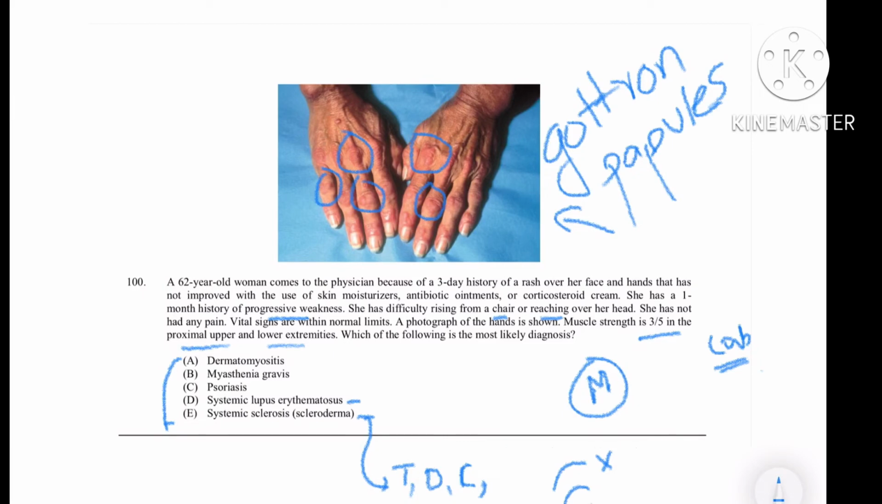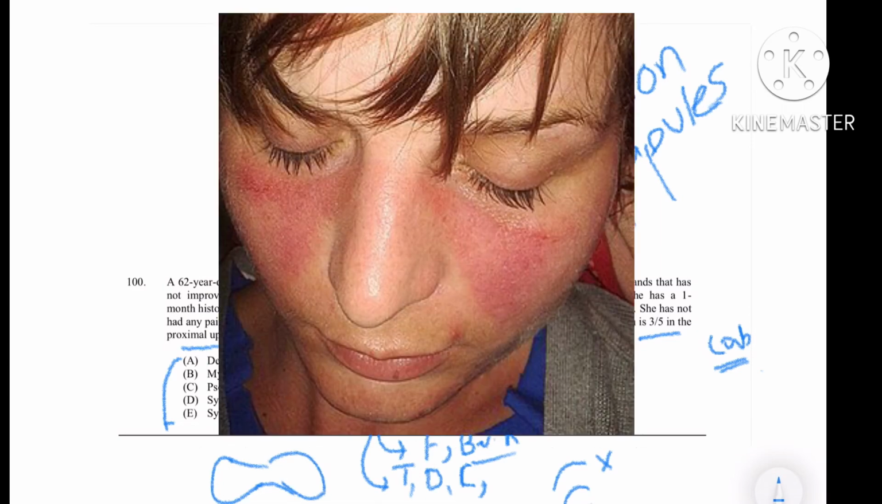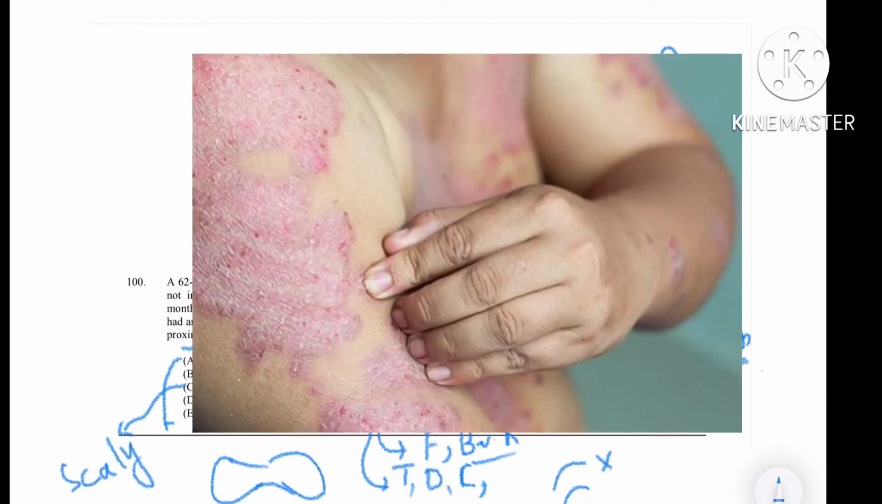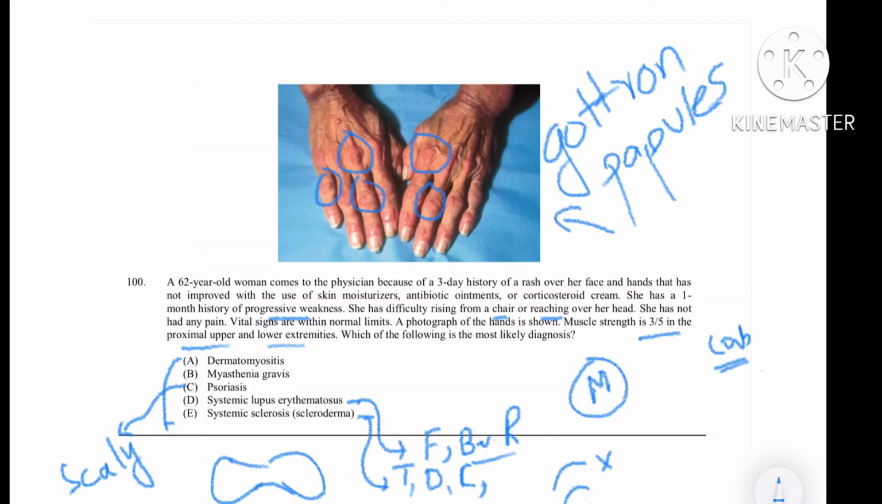In case of SLE, examiners usually give a female with butterfly rashes, especially at the face, sparing the nasolabial region, which is not given in the question. Psoriasis has scaly lesions over the surface of the skin, scaly pruritic rashes, which is not given in the question.